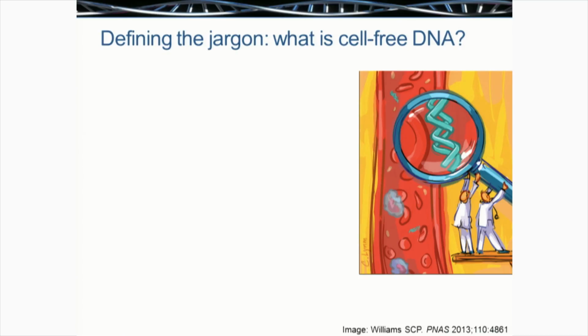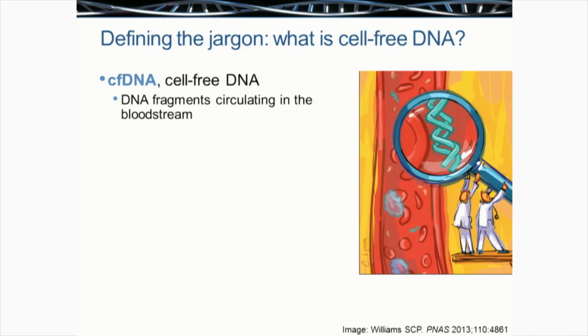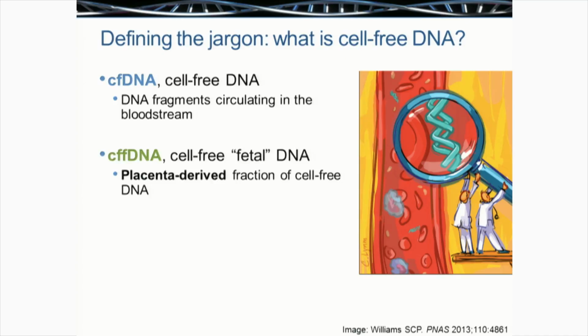So as with many things in molecular biology and genetics, we have a lot of different jargon that's involved. So what is cell-free DNA? There's a lot of different acronyms that are used. I'll try to be consistent. So cfDNA stands for cell-free DNA. So those are just DNA fragments that are circulating freely in the bloodstream. That can be contrasted with cffDNA, or cell-free fetal DNA. That's the placenta-derived fraction of cell-free DNA that can be found in a pregnant woman's blood.